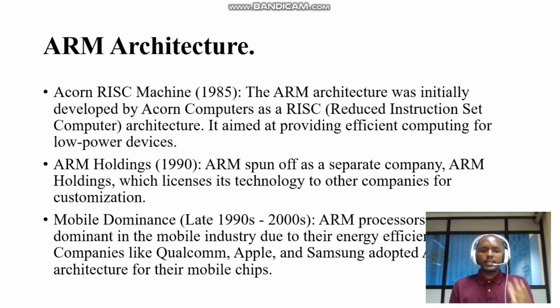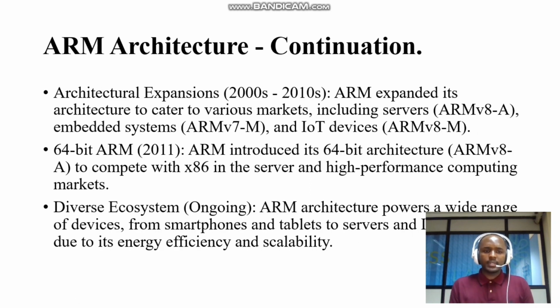Then the mobile dominance, that's in the late 1990s to the 2000s. ARM processors became dominant in the mobile industry due to their energy efficiency. Companies like Qualcomm, Apple, and Samsung adopted the ARM architecture for their mobile chips. We proceed to the next part.